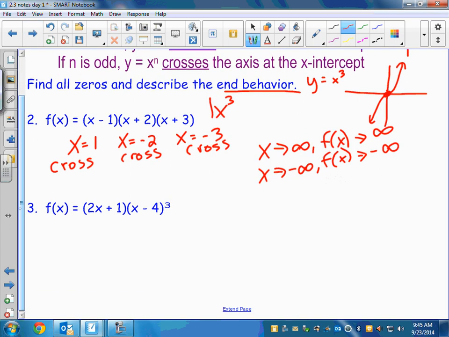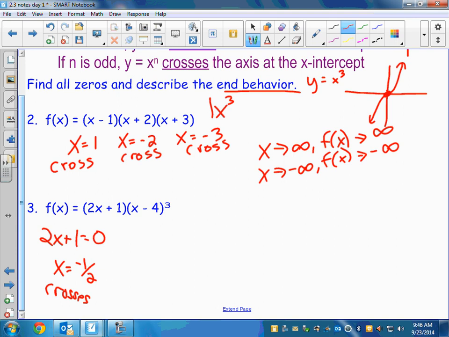So we're going to do number 3 first. Zeros or end behavior? Zeros. Can't do that. If I set this equal to 0, right? It's okay, it's going to be a fraction. I'm going to subtract 1 and divide by 2. Again, if it's to a power of 1, it's always going to cross, so I'm going to go ahead and just say it crosses the x-axis, just kind of getting a habit of that.